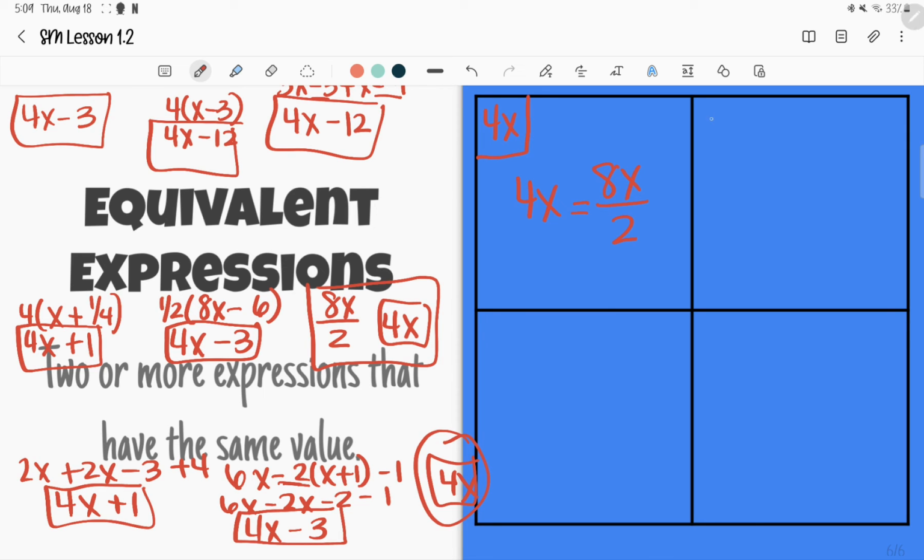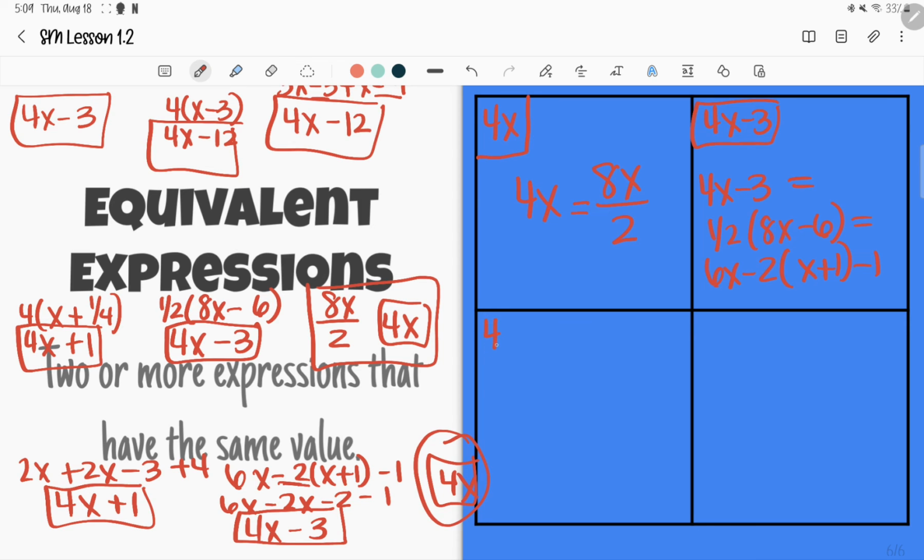Okay, let's do 4x minus 3 as our next one. The first one was 4x minus 3. That one was already given to us. And then this one with the 1/2 times 8x minus 6, and then there was 3 of these ones, and then the one that was 6x minus 2 times x plus 1 minus 1. These are all equal to each other. So those are equivalent expressions.